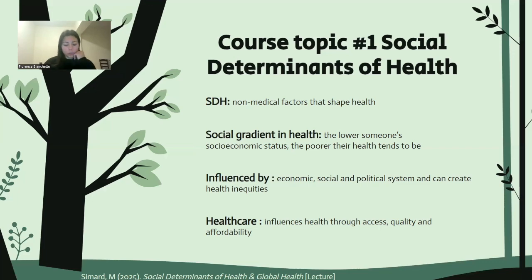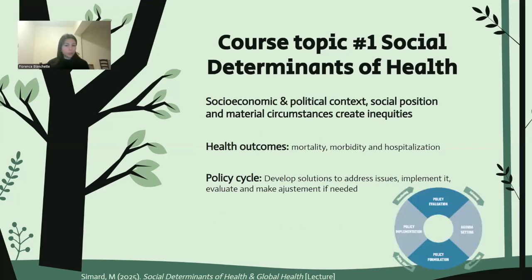It's also important to know that socioeconomic and political context, as well as social position and material circumstances, all play a role in health outcomes. By that, we mean the rate of mortality, morbidity, and hospitalization. And they create inequities which can then be addressed by the policy cycle.